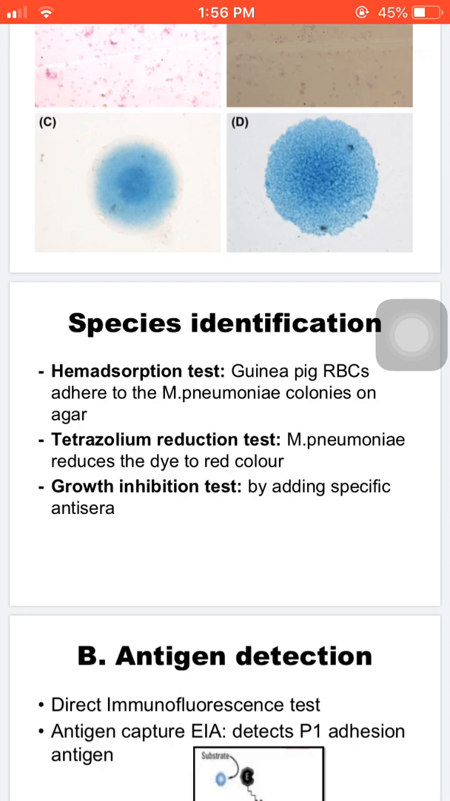So how do we do that? We do it with the help of the hemadsorption test, wherein when you add guinea pig RBCs to the colony of Mycoplasma pneumoniae, they adhere to the colony. Next, when you add ditetrazolium to the colony, the dye being colorless, it is reduced and becomes red in color. Next is the growth inhibition test, which is done by adding specific antisera. The growth of the colony is inhibited wherever you place a disc impregnated with specific antisera. So this was about the species identification.